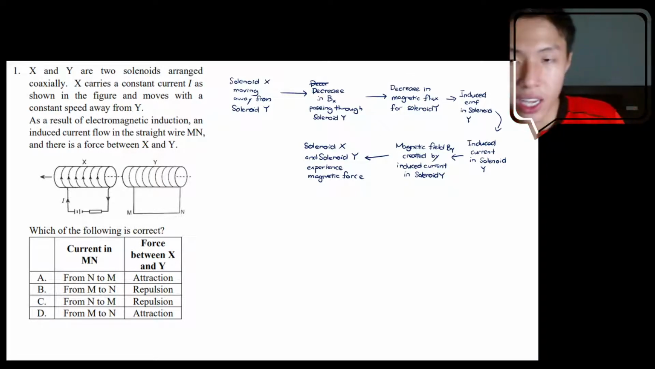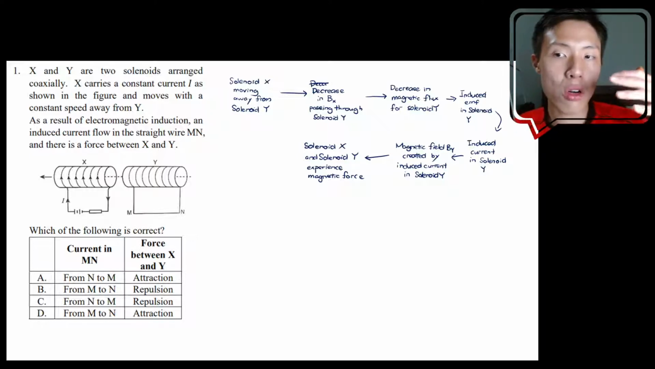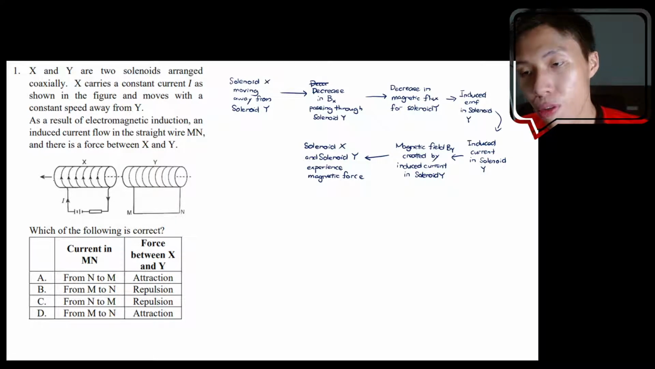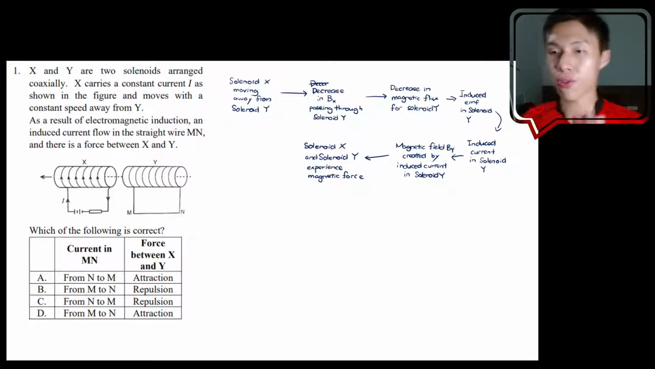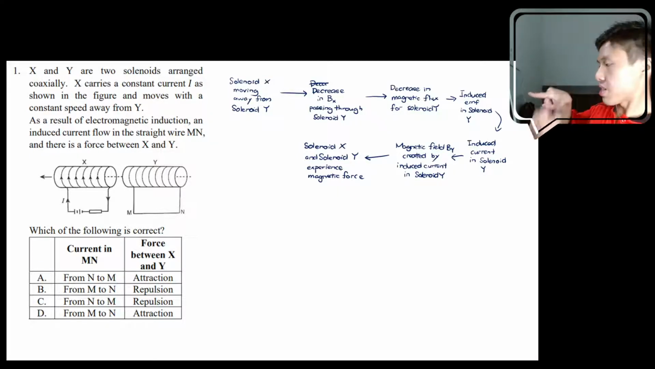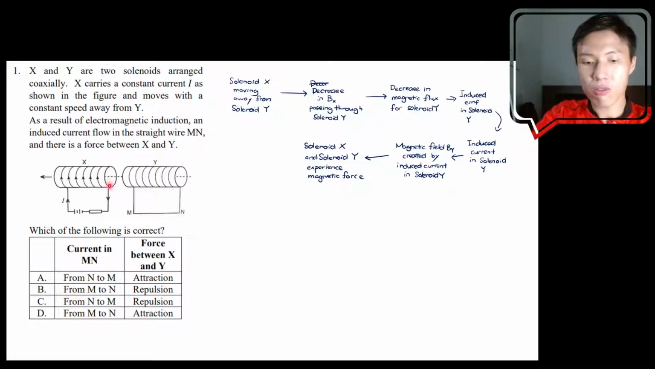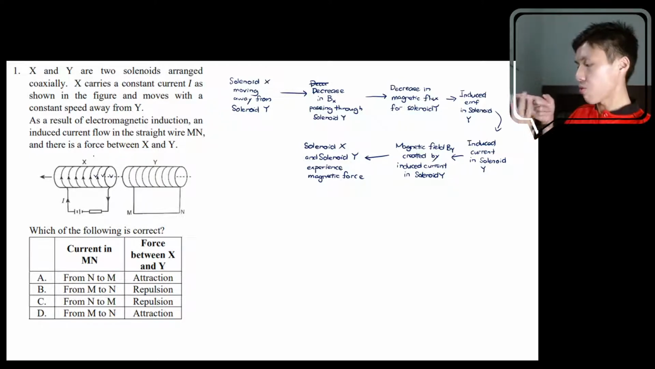I'll go through the more direct way of determining the direction, which is using our right hand grip rule. If this is our rod, then we have our solenoid. For coil X, the current is flowing upwards in front of the rod and downwards behind the rod. So your fingers will be going upwards in front of the rod and downwards behind the rod.